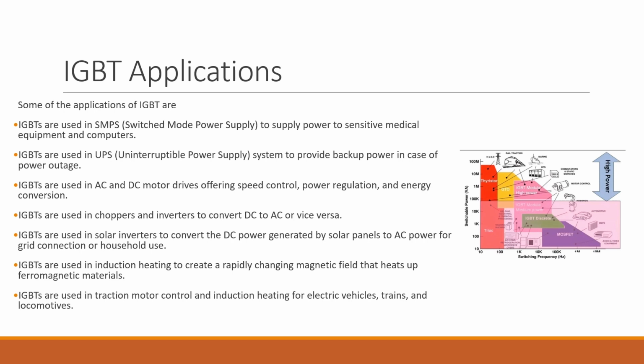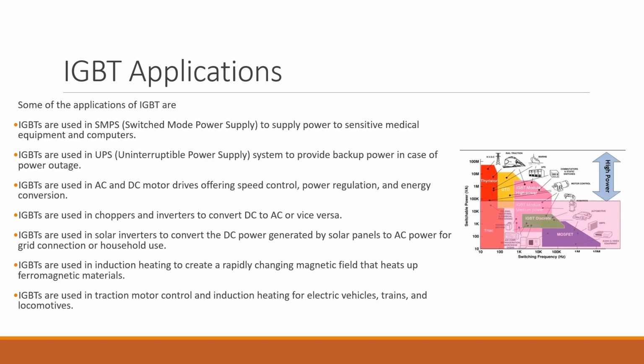IGBTs are used in AC and DC motor drives offering speed control, power regulation, and energy conversion. IGBTs are used in choppers and inverters to convert DC to AC or vice versa. IGBTs are used in solar inverters to convert the DC power generated by solar panels to AC power for grid connection or household use.